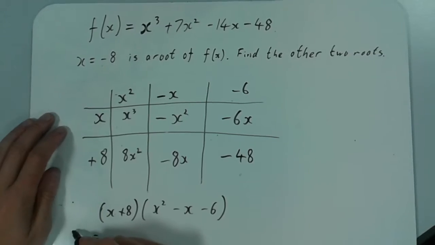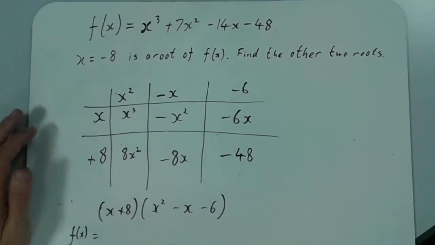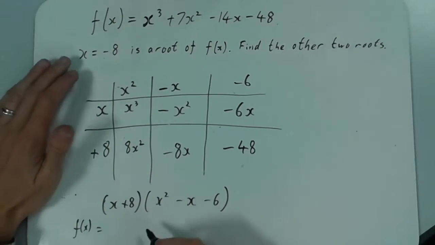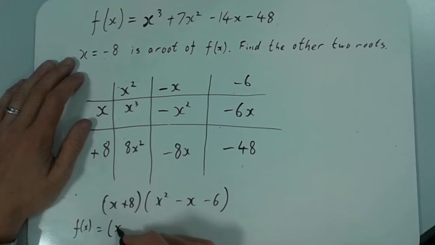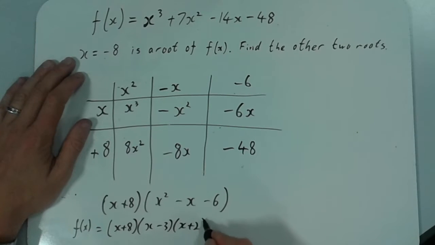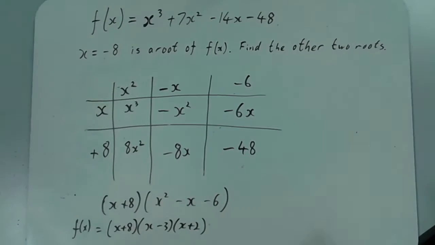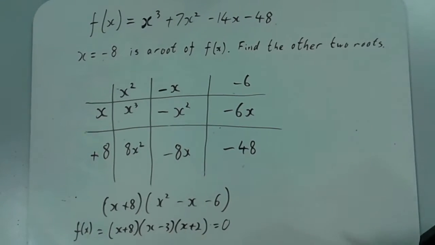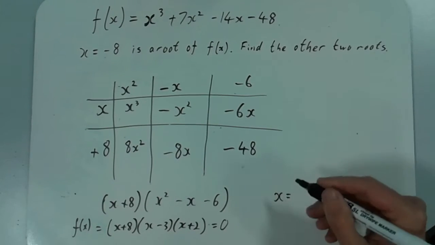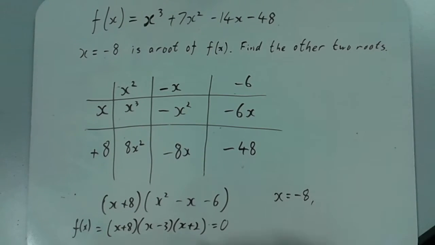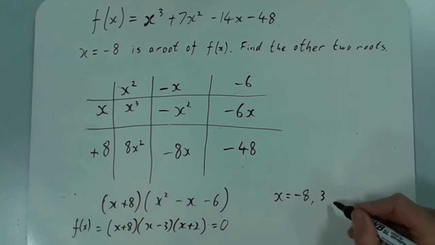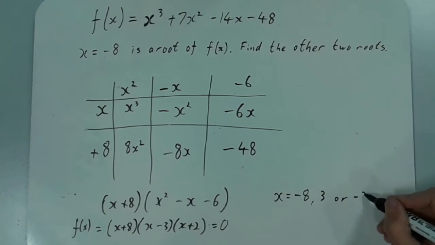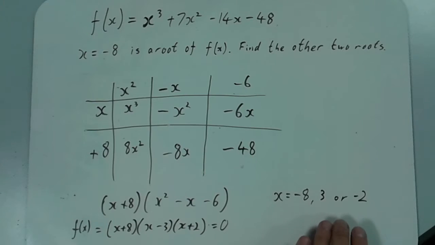Now all that remains to fully factorise f(x) is to factorise this quadratic, times x + 8. That's going to be (x - 3)(x + 2). I want to find the roots, so I just set that to 0, and I say that x = -8, the one I already knew, and the two that I've just found. x is 3 or negative 2. I've got all three of my solutions.